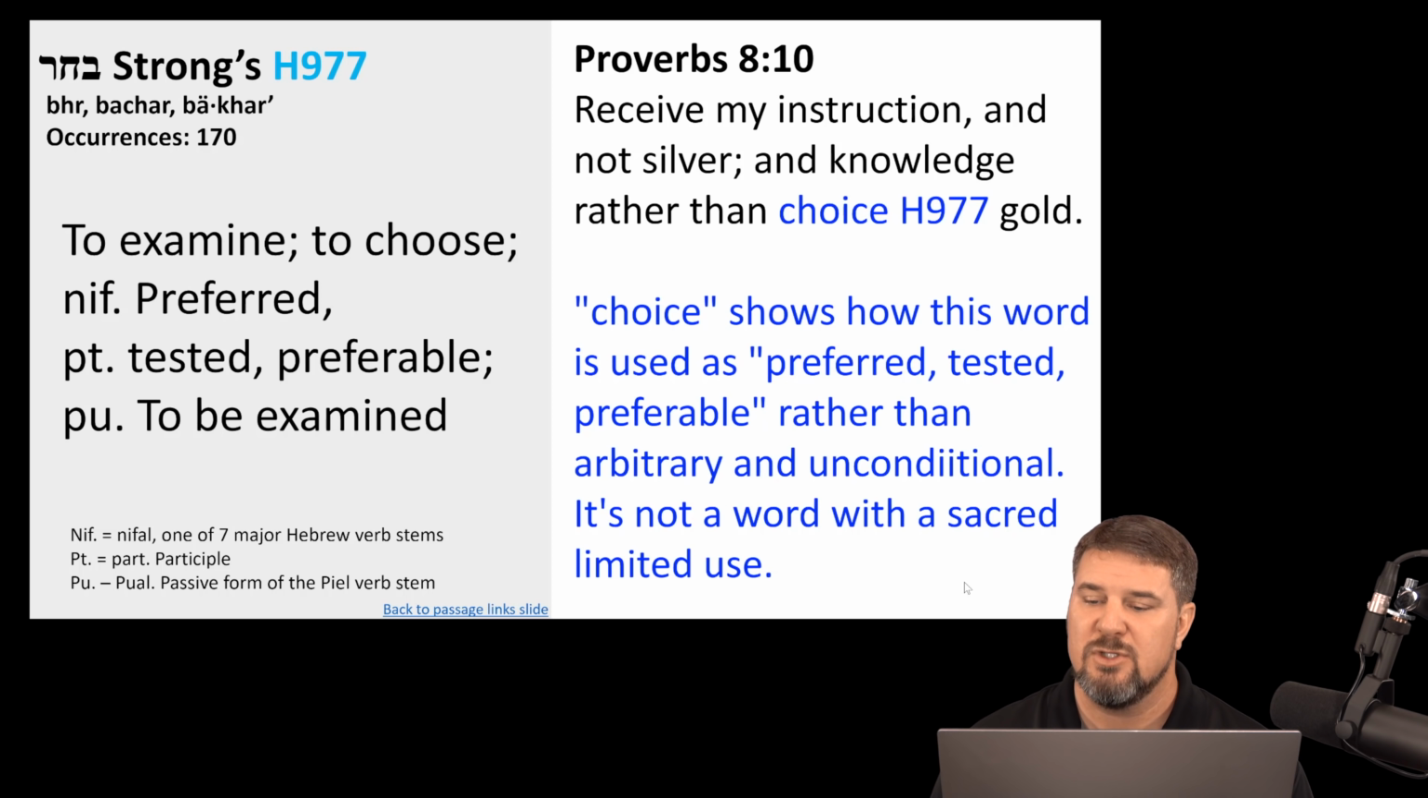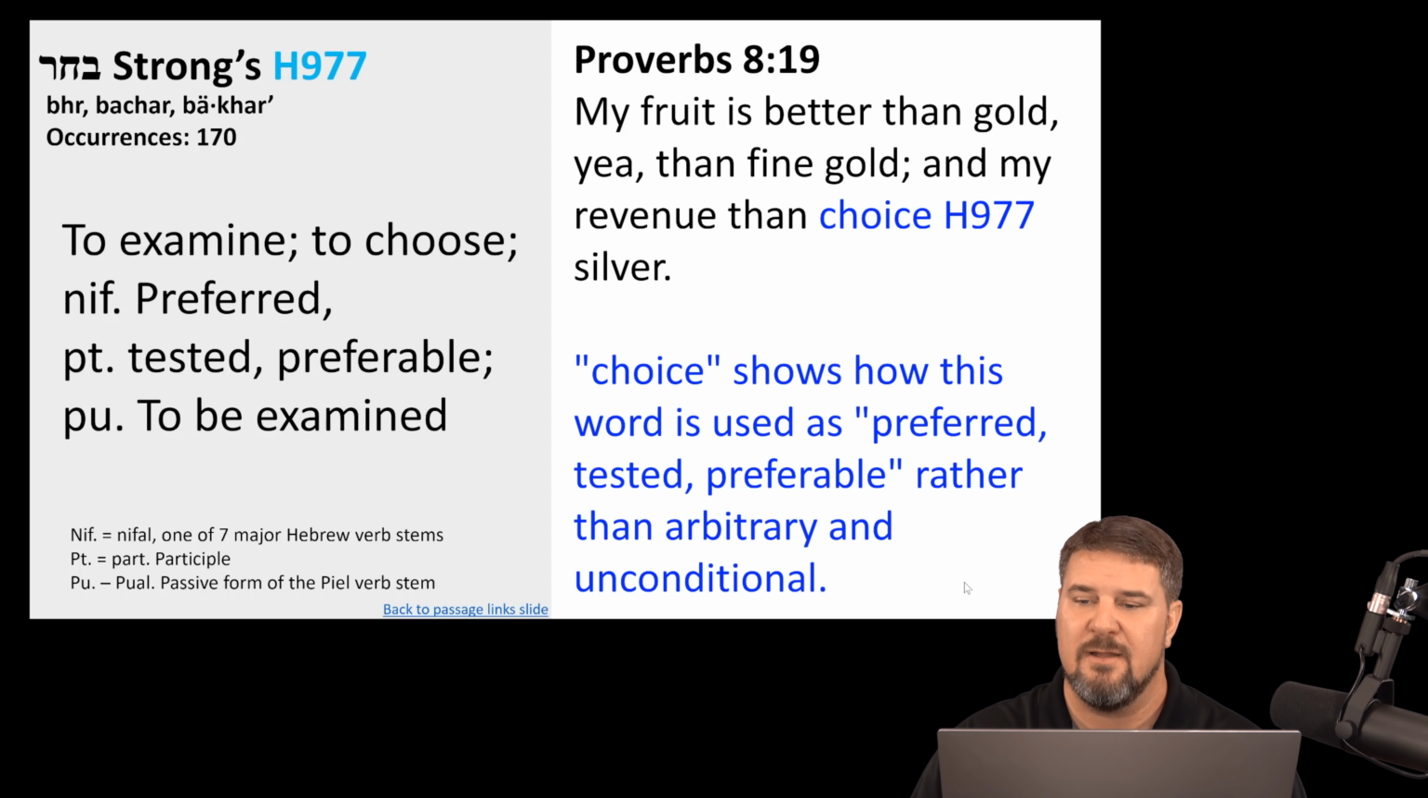Choice shows how this word is used as preferred, tested, preferable, rather than arbitrary and unconditional. It's not a word with a sacred, limited use. Proverbs 8:19, my fruit is better than gold, yea, than fine gold, and my revenue than choice silver. Again, it shows how the word is used. It is preferred, tested, preferable, rather than arbitrary and unconditional.